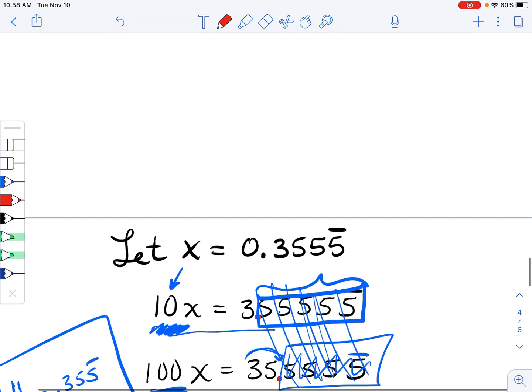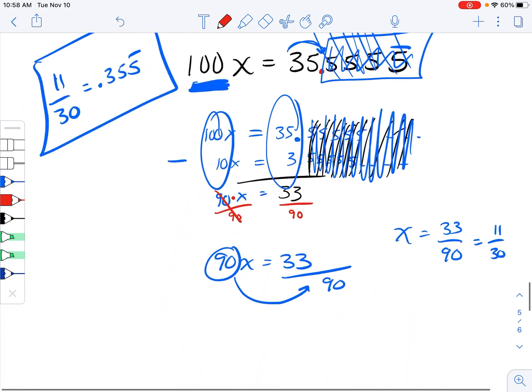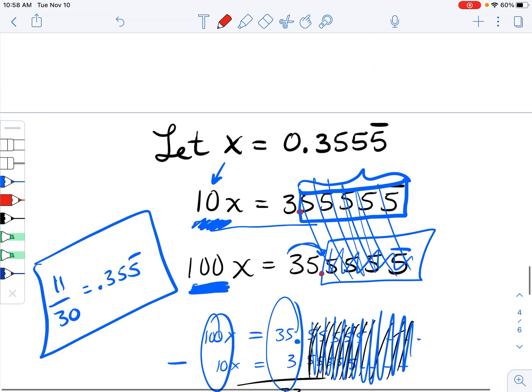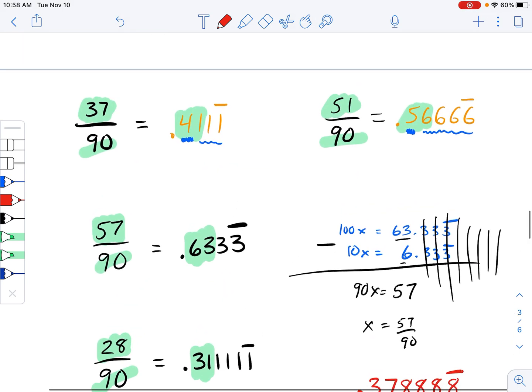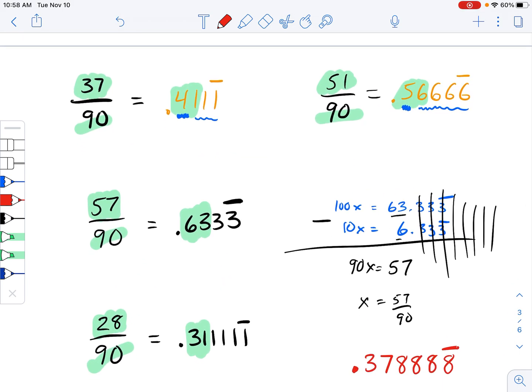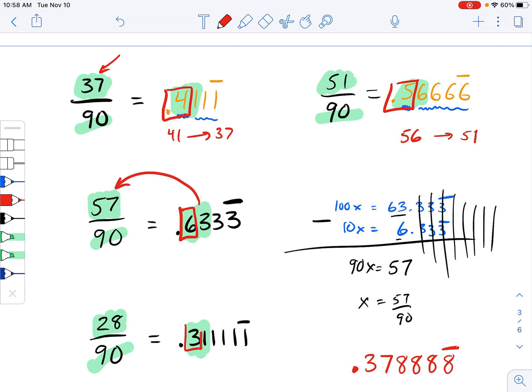So that is called the conversion technique. We will practice that a little bit more, but mostly I'd love for you to ponder this and figure out, okay, how does 56 get to 51? How does 41 get to the 37? So 63 somehow becomes 57. 31 somehow becomes 28.